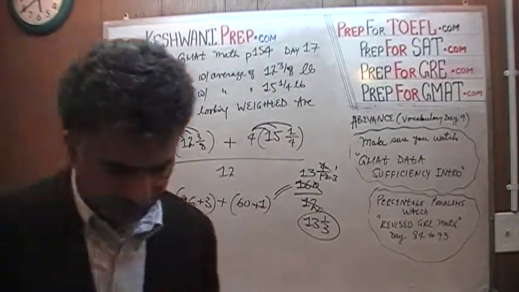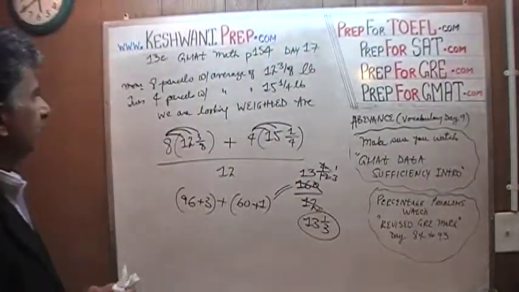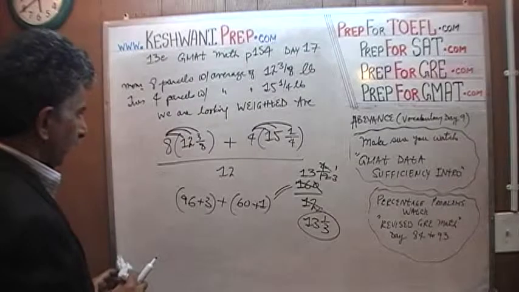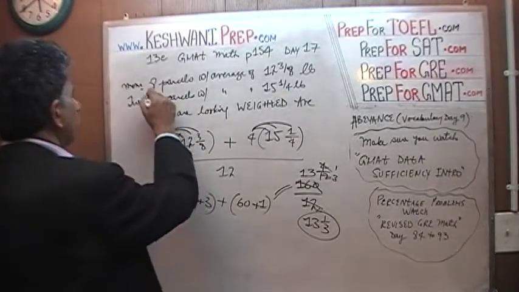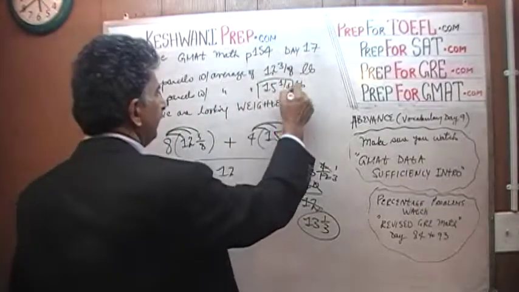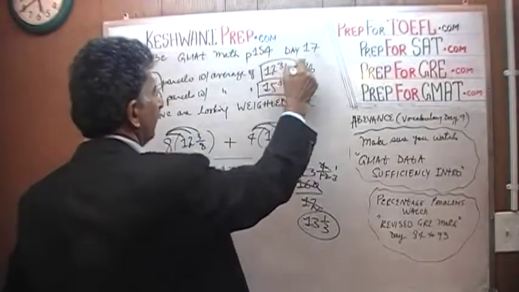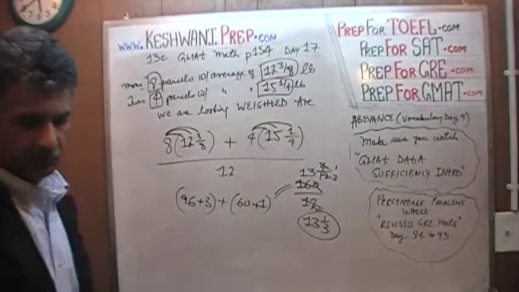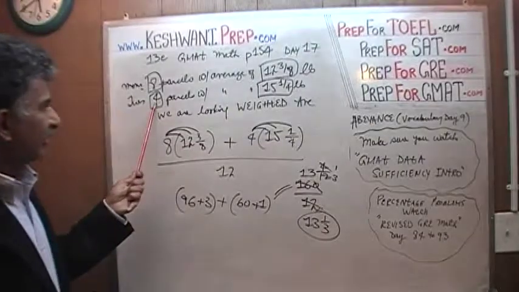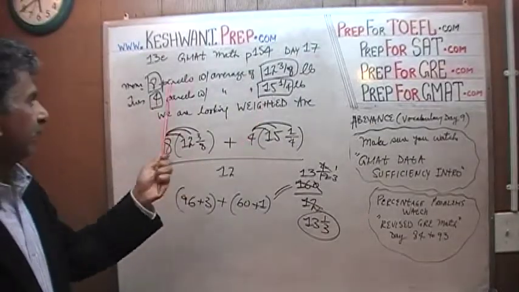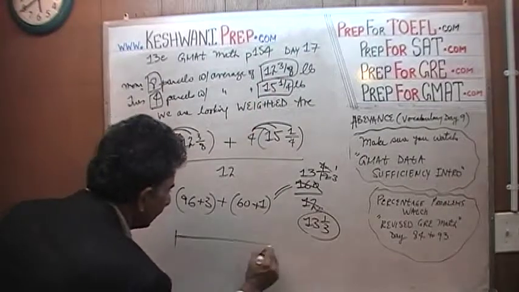Now let me tell you why these answer choices are ridiculous. How can I explain it? I need the room. I'm going to have to erase some of this stuff. You see, we have 4 packages of 15 and a quarter. And we have 8 packages of 12 and 3/8. If we had 6 packages of 15 and a quarter and 6 packages of 12 and 3/8, the average would have been exactly in the middle.